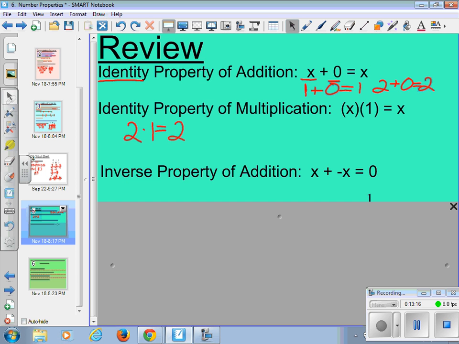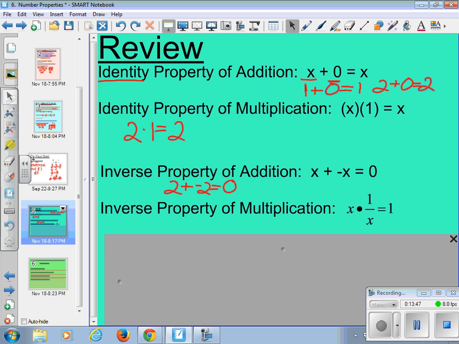Now, here we have our inverse property of addition. Our inverse property of addition means we're going to add the opposite number to equal 0. So here we have x plus negative x equals 0. So if I was to apply that to actual numbers, I'd have 2 plus a negative 2 would equal 0. So inverse property of addition, we're always trying to get to 0. And we can do that by adding the opposite number.